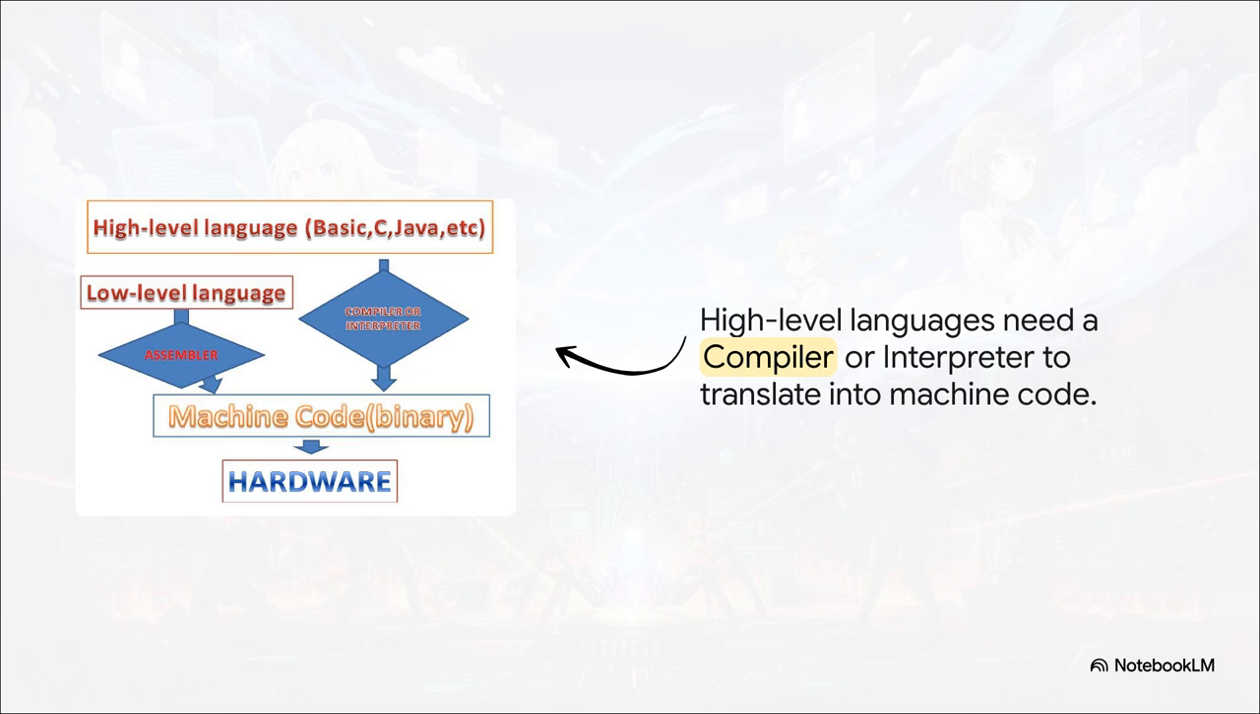The computer itself doesn't actually speak C++ or Java, so our human-friendly code needs a translator. That's where a compiler or an interpreter comes in. It's a special program that takes what we wrote and translates it all the way down into the ones and zeros the hardware can actually use.